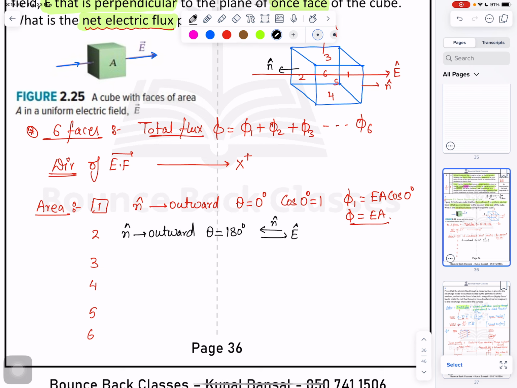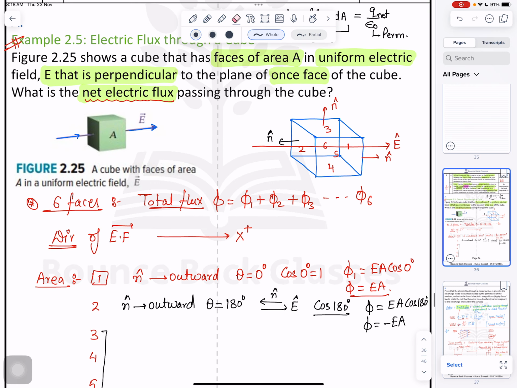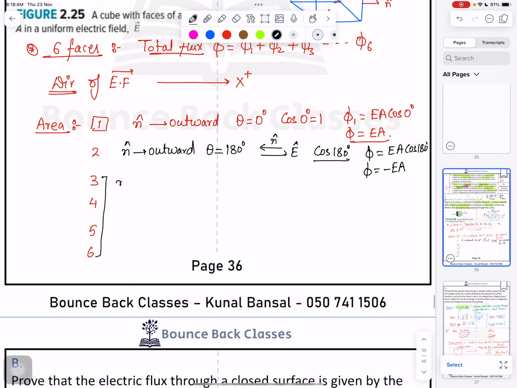So when you solve cos 180 degrees, what will you get? Flux is equal to EA cos 180, so you will get flux equal to negative EA. Fine. Now third, 4, 5, 6. Just check the third one again. Check it properly. Where are the lines of force going? N cap this side and electric field this side. So what is the angle? See, n cap is going up, electric field is going like this. Can you see the angle? We have an angle of 90 degrees.